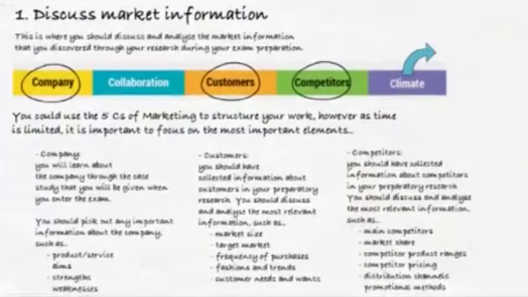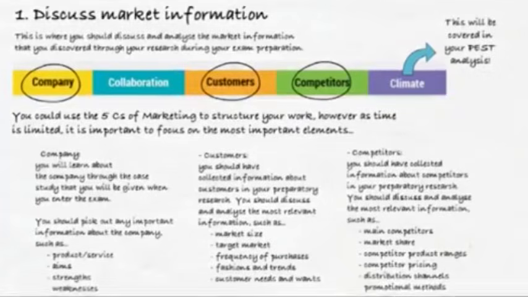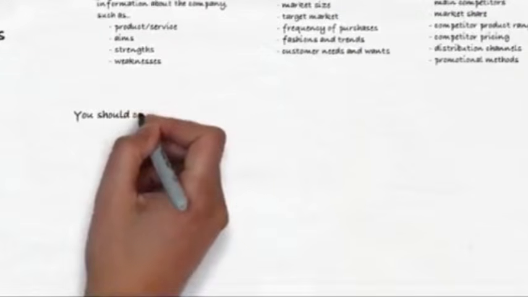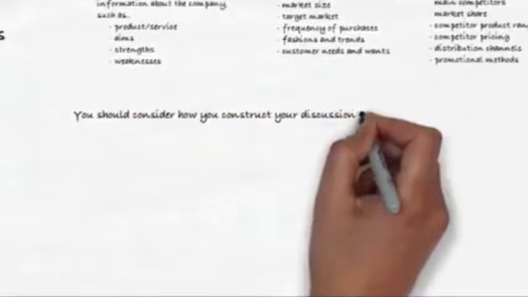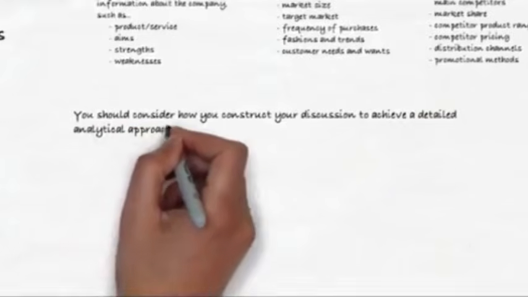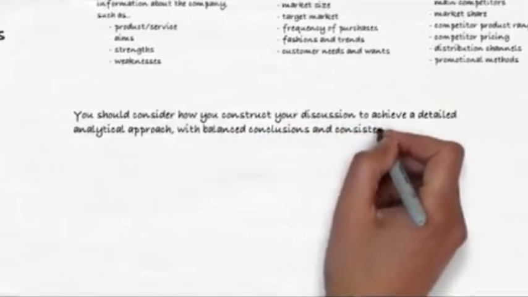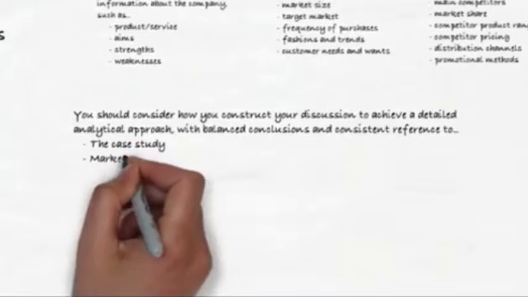Climate is also important, but this will be covered in your pest analysis. The highest marks for this section are available for the quality of your analysis of research, so you should consider how you construct your discussion. You need to achieve a detailed analytical approach with balanced conclusions and consistent reference to the case study, market data, and your own research.